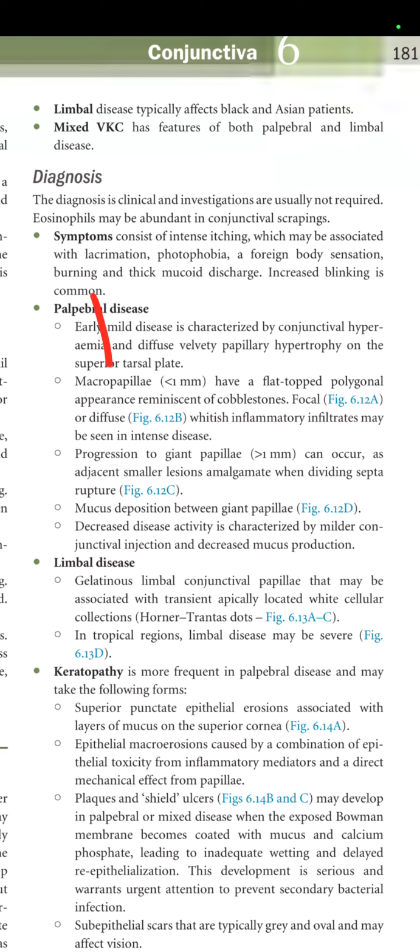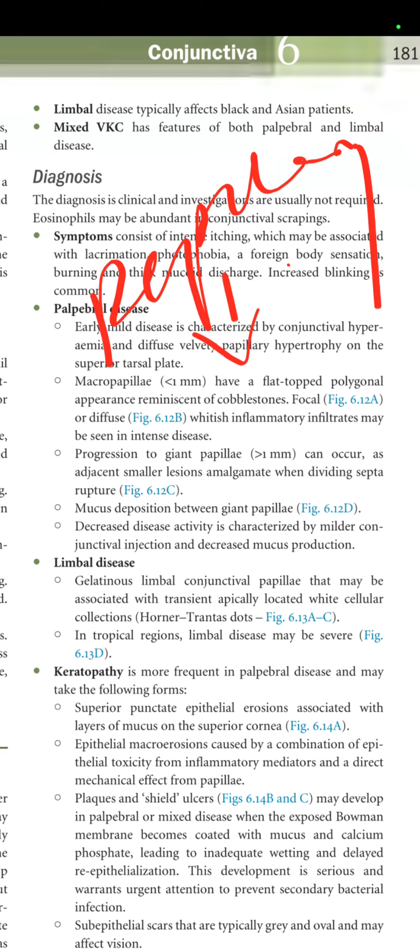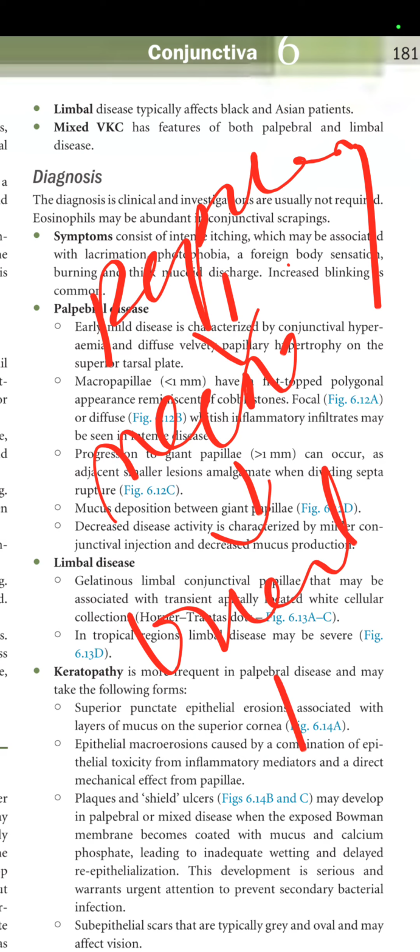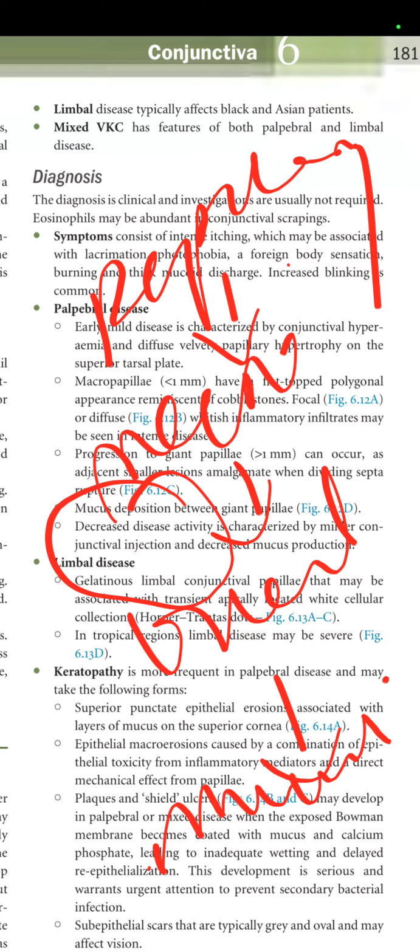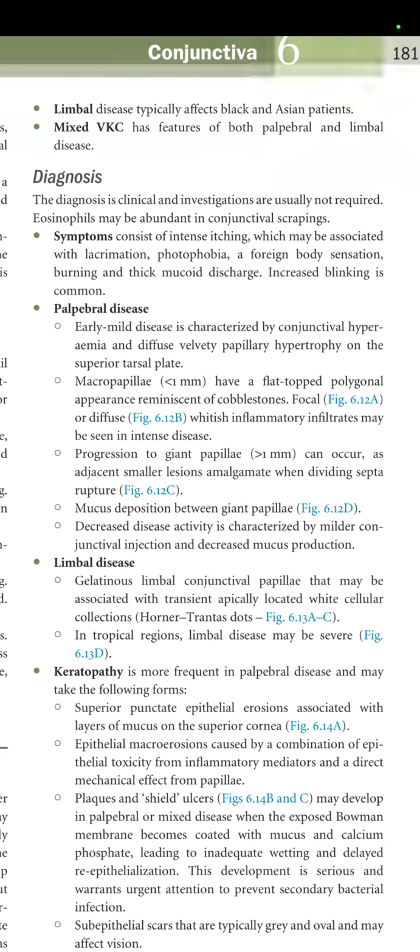So basically, first there will be the papillary hypertrophy. When it becomes more prominent, it becomes macropapillae, then it becomes giant papillae, and in between the giant papillae there will be mucus deposition. The disease is severe. And how do you know that there is decreased activity? There will be milder conjunctival injection and decreased mucus production.